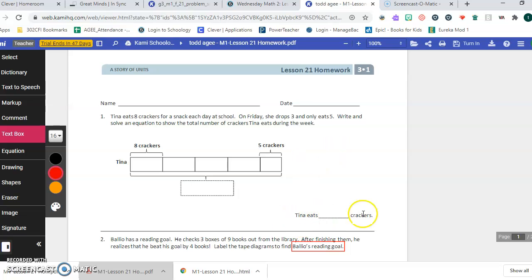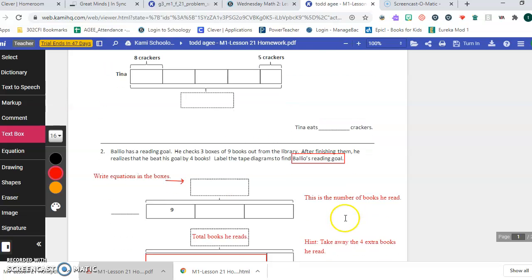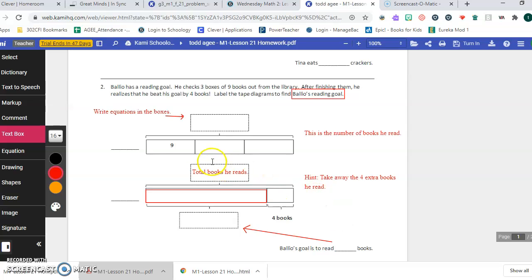Okay, so it's Tina eating crackers. They want to know how many she's going to eat in a week. And then the next one I kind of marked up for you to try to help you. It's fine with me if you leave these blanks here. I want to see that you can write equations in these boxes. I've put a red box here around where you'll find the red box. The red box goes with the red box. So Balio's reading goal is going to be this section here. And that's what it represents. You have to write the equation for Balio's reading goal here. And these are the only 2 problems that I'm asking you to do.